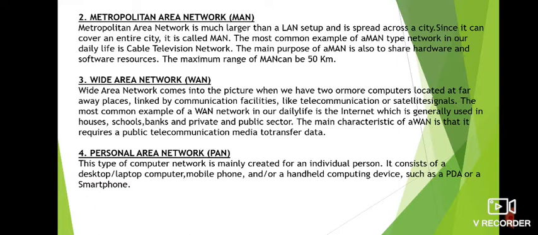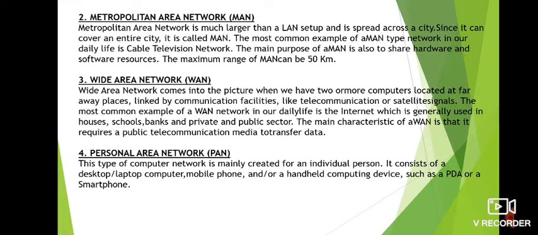Next is wide area network. Wide area networks work over a large geographical area, nothing but the World Wide Web. You can share information and data through the World Wide Web. The best example of a WAN is the internet. The main characteristic of a WAN is that it requires a public telecommunication medium to transfer data, that is the internet.